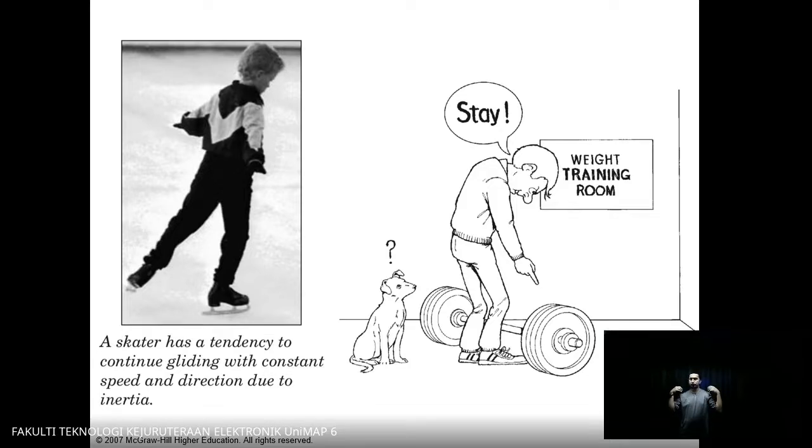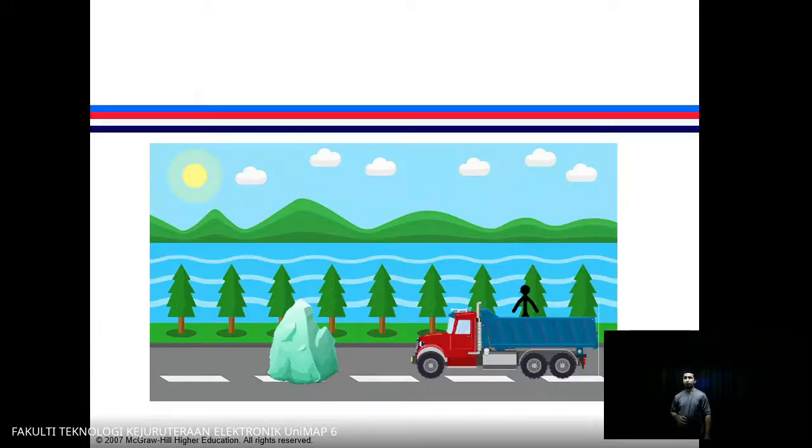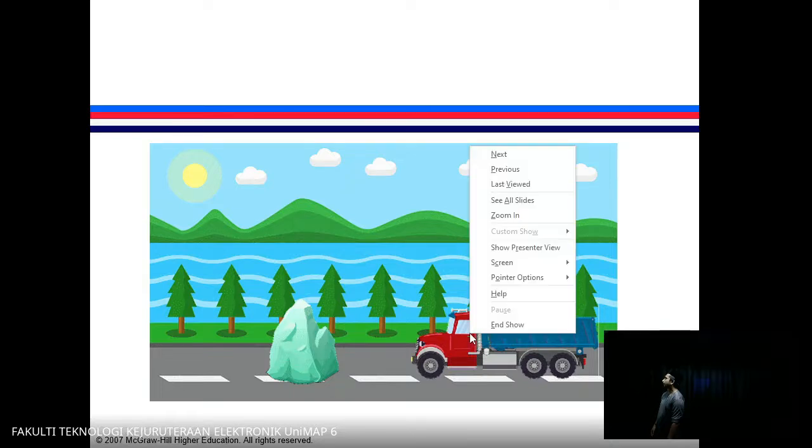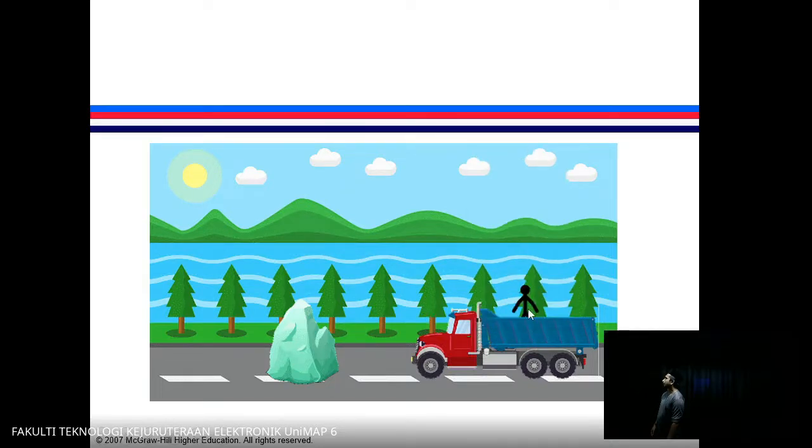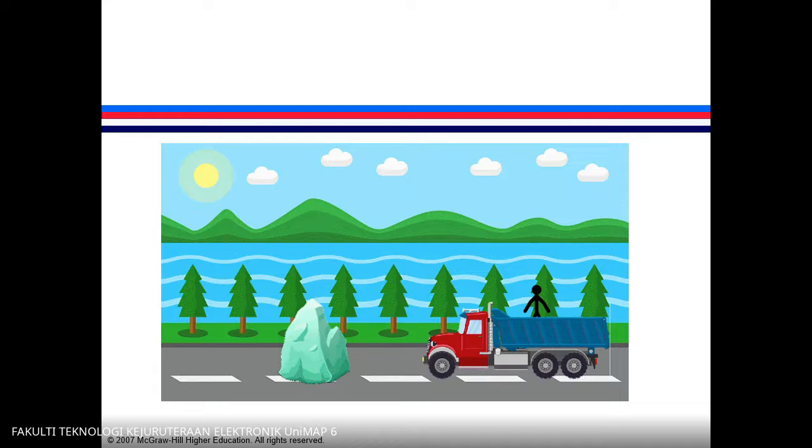There is no force on that skater, but he still glides. Dia masih meneruskan gliding dia because kita ada effect of inertia. Okay, we have another one. If you can see from this figure also, kenapa dia tak play? Why doesn't it play? Okay, tak apa.